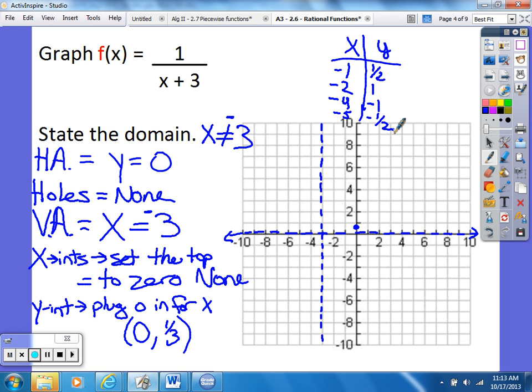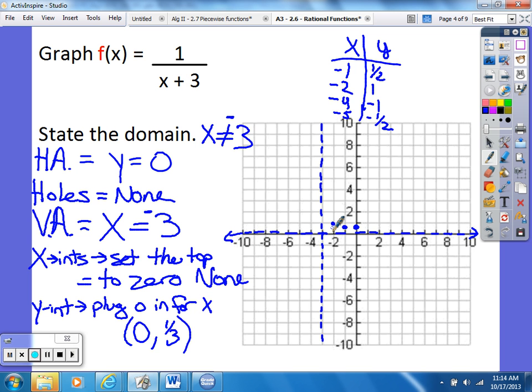You guys understand how we're plugging the numbers in? Okay, if you need to, you can use a calculator, but I would probably say for this problem you'd mess up more than you would do right using the calculator. So just use your head. So now I'm going to plot those: -1, 1/2, and then -2, 1.